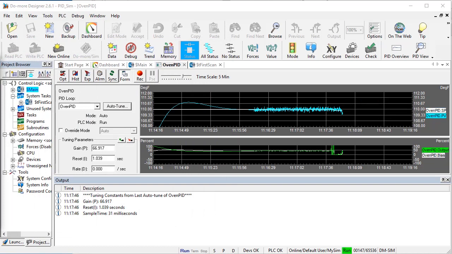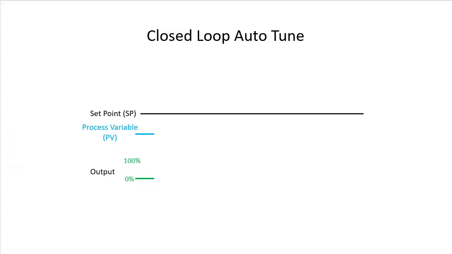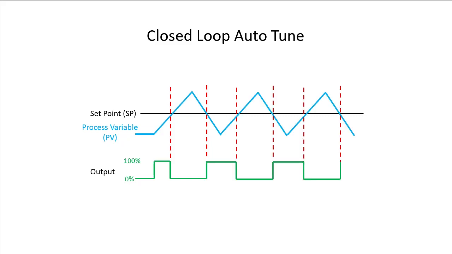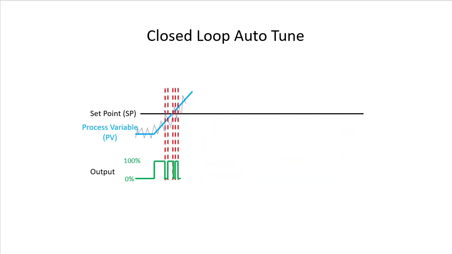In the previous video, we filtered the process variable to fix that. In this video, we're going to keep the noisy signal, and instead, we're just going to increase the deadband. Now remember, closed-loop AutoTune increases the output until the process variable crosses the set point. Then it turns the output off and waits for the process variable to cross the set point in the other direction, and it repeats that 3 times. The problem is, AutoTune sees the noise crossing and it thinks it's done.